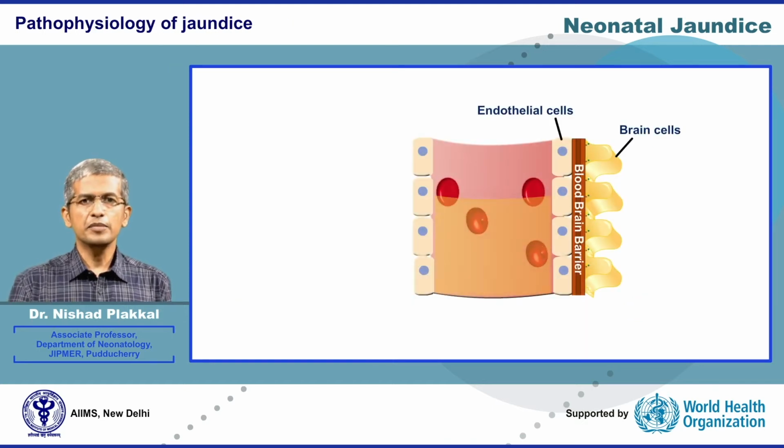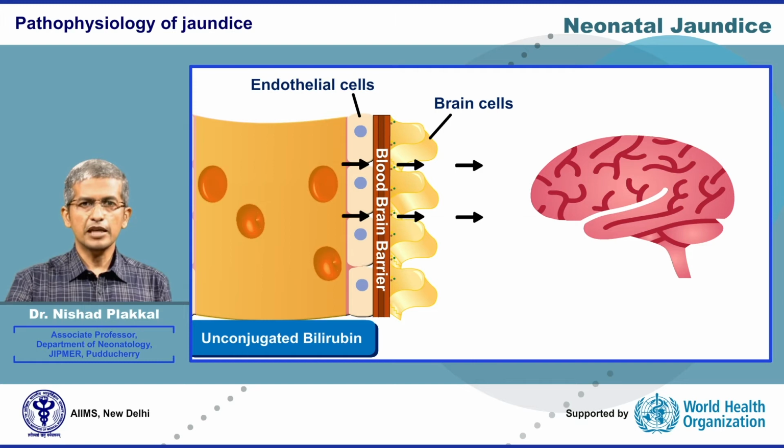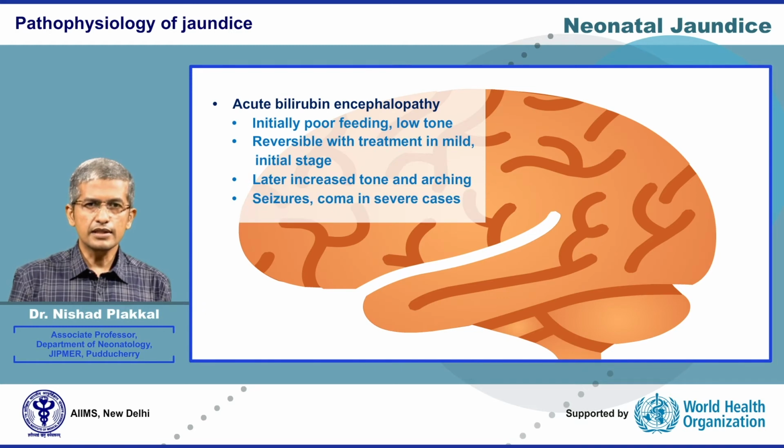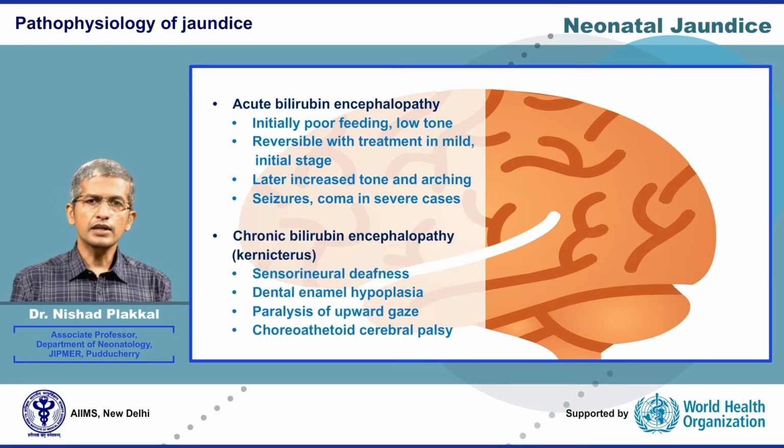When the unconjugated bilirubin levels are high, the bilirubin can cross the blood-brain barrier and this may lead to bilirubin encephalopathy. In the initial stages, the baby may look lethargic, may refuse feeds and the tone may appear to be low. This is acute bilirubin encephalopathy and in the initial stages it may be reversible. In later stages, the baby can have seizures or may even be comatose and at that stage it is not reversible anymore. In the chronic stages of bilirubin encephalopathy, what we call kernicterus, there can be sensorineural deafness, dental enamel hypoplasia, paralysis of upward gaze or choreoathetoid cerebral palsy.